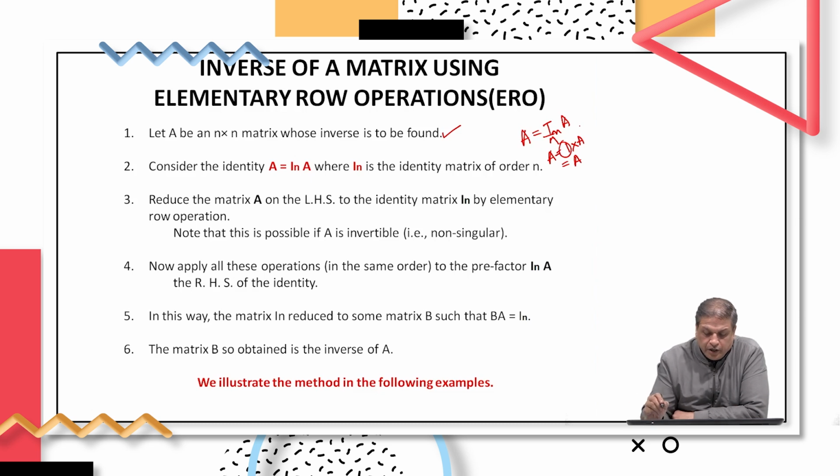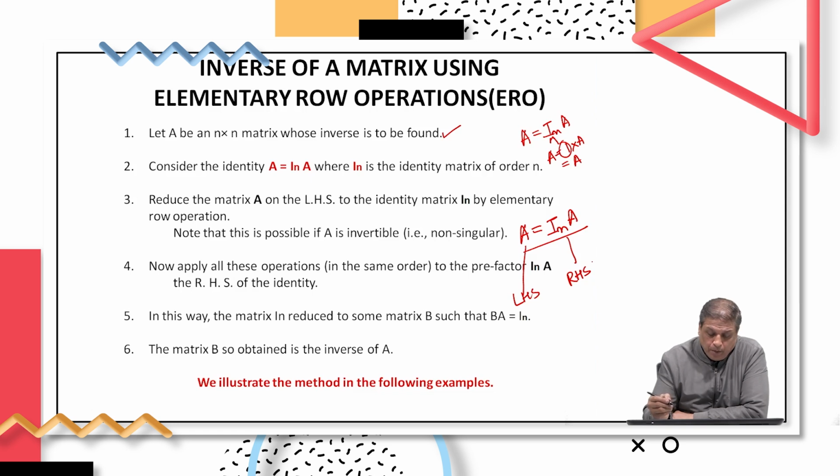So, we need to reduce matrix A on the left hand side. On the left hand side of the equation, A is equal to In into A. This is the left hand side and this is the right hand side of the equation. So, we need to reduce the matrix A on the left hand side, next to the identity matrix In, by elementary row operations. It might be possible that A is invertible or non-singular; we need to check that. We will learn about this when we solve the numericals.